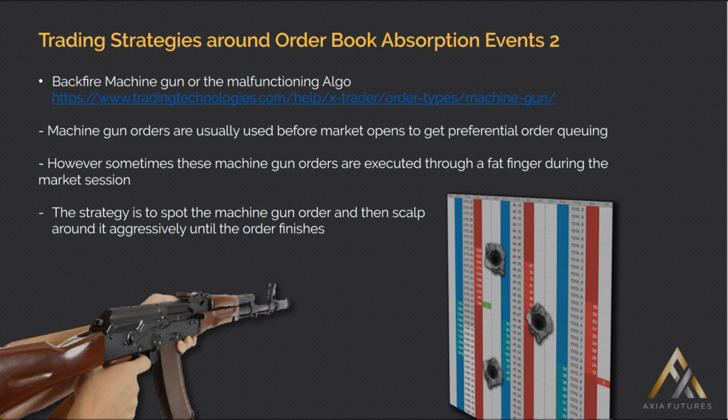We'll now look at a second strategy, order book absorption event 2, which is backfire machine guns, or the malfunctioning algorithm. And these occur occasionally in the market. When they do occur, you can really hop on it and profit very effectively, very quickly if you really leverage up. Now, you can click on that link and look at what a machine gun order is, but effectively they're usually employed just prior to the opens for optimal fills and optimal entries. But sometimes these occur during the trading session, which for me is actually a malfunctioning algo that wasn't supposed to happen.